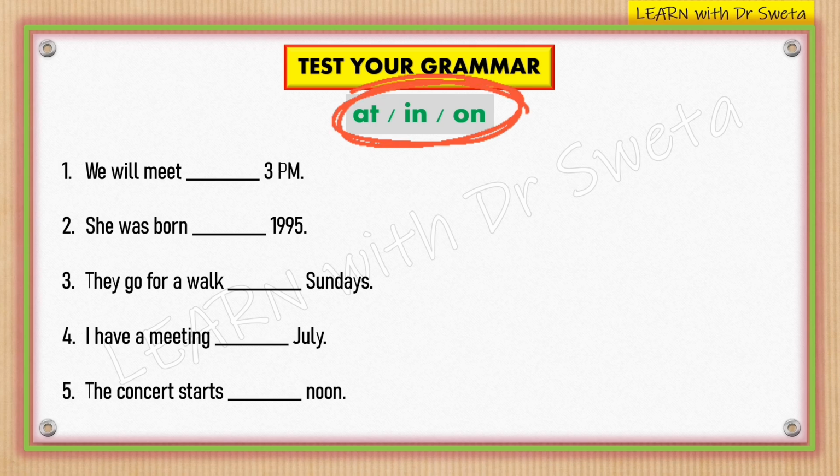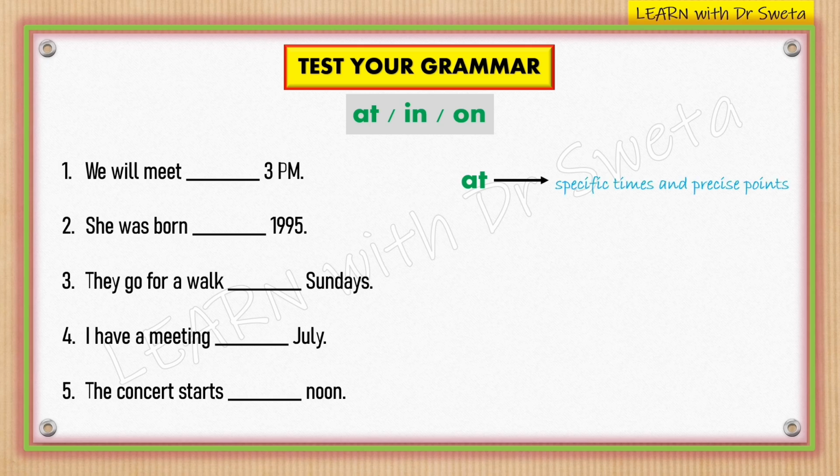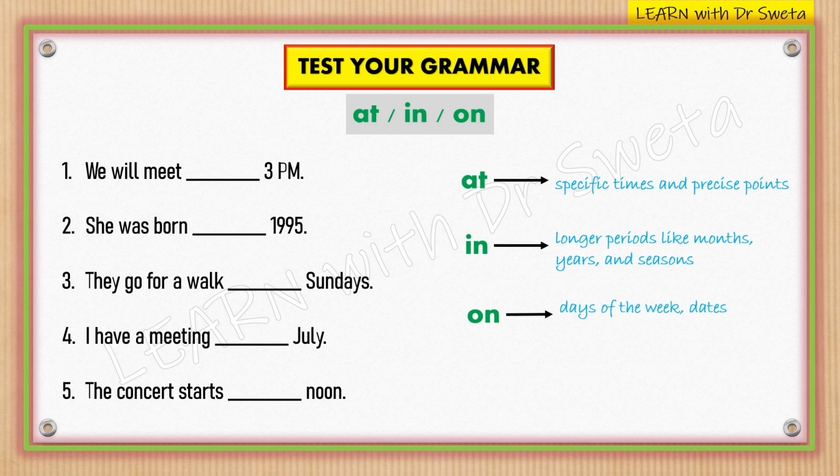In today's video, let's learn the use of at, in and on. So at, in and on are used to denote different levels of specificity and types of time references. At is used for specific times and precise points. In is used for longer periods like months, years and seasons. On is used for days of the week, dates and specific days.